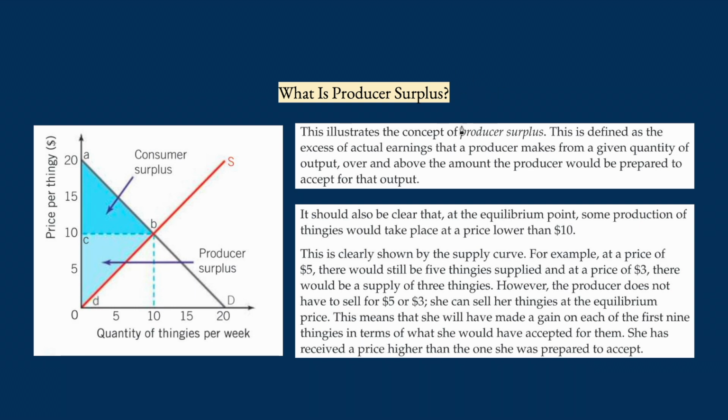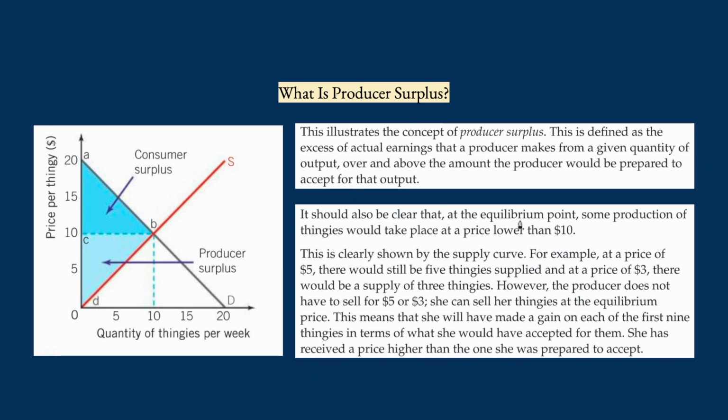And then, of course, we have the opposite. We have producer surplus. So once again, let's start with the definition, okay? It is defined as the excess of actual earnings that a producer makes from a given quantity of output, over and above the amount the producer would be prepared to accept for that output. Now let's read the analysis and then we'll connect it back to the definition.